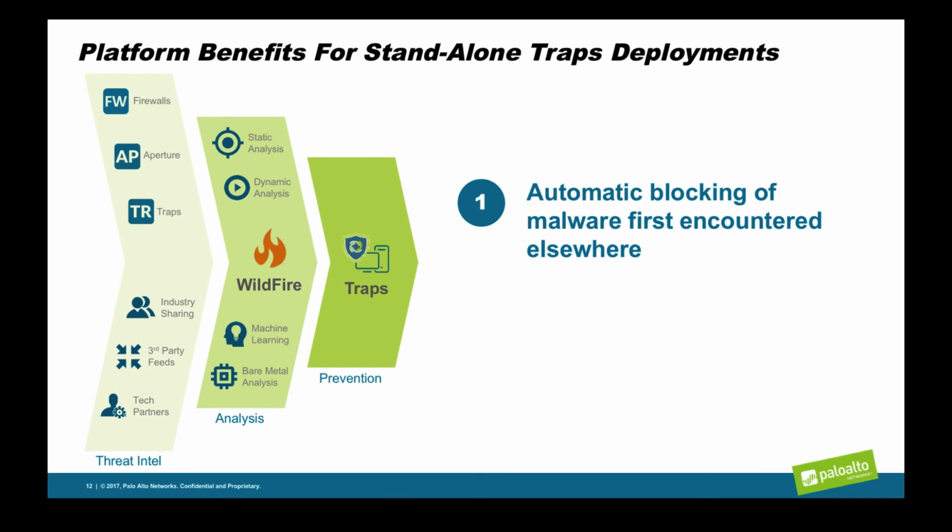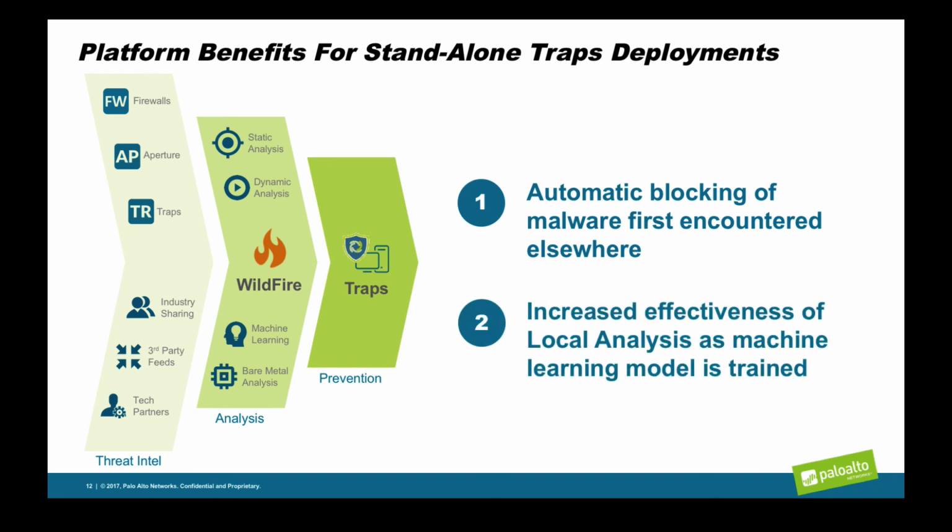More specifically, Traps customers can block malware that has first been seen elsewhere by other Palo Alto Networks customers on any of their Palo Alto Networks components, whether it's a next-generation firewall, Aperture SaaS Security, or Traps, and you don't have to deploy any other Palo Alto Networks components in your environment yourself to get the benefit. And there's another major benefit, and that's the training of our local analysis machine learning model that I mentioned when we discussed Traps' multi-method malware prevention approach. The machine learning model is trained using the threat intelligence in WildFire. And as that model is updated and becomes more and more effective, you get the benefit of that improvement automatically.